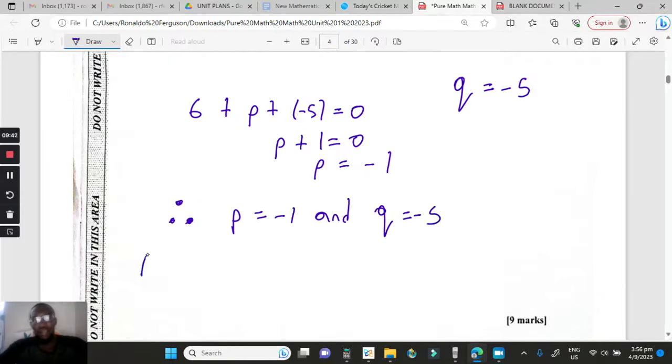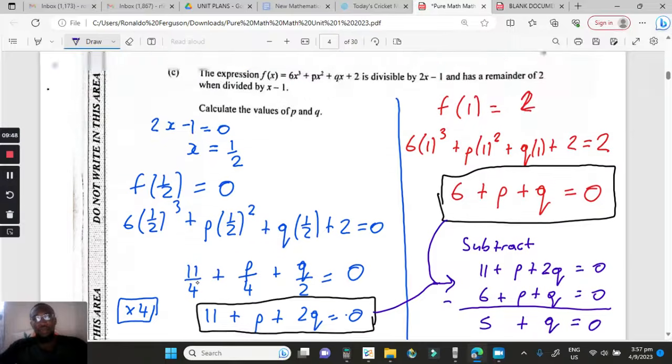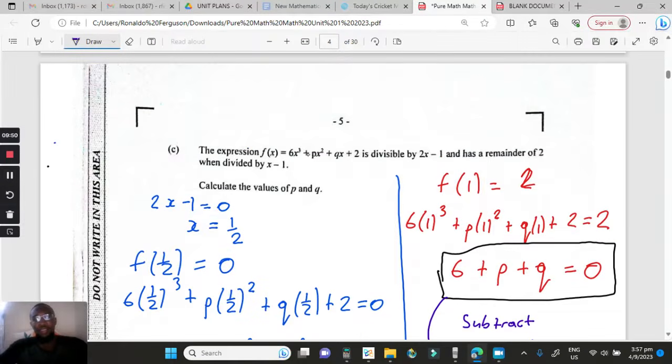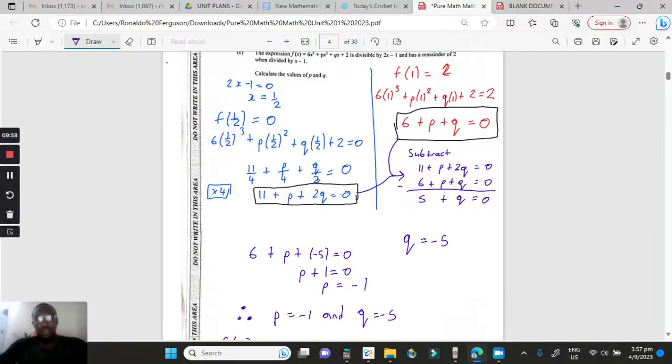Now, what I always suggest is verify your answer. And look how you verify your answer. Write out what the function would be. So, right here, let me zoom out. We finish off this question, and we have this. So write out what the function would be. f of x is equal to 6x cubed plus px squared, but p we said is -1.